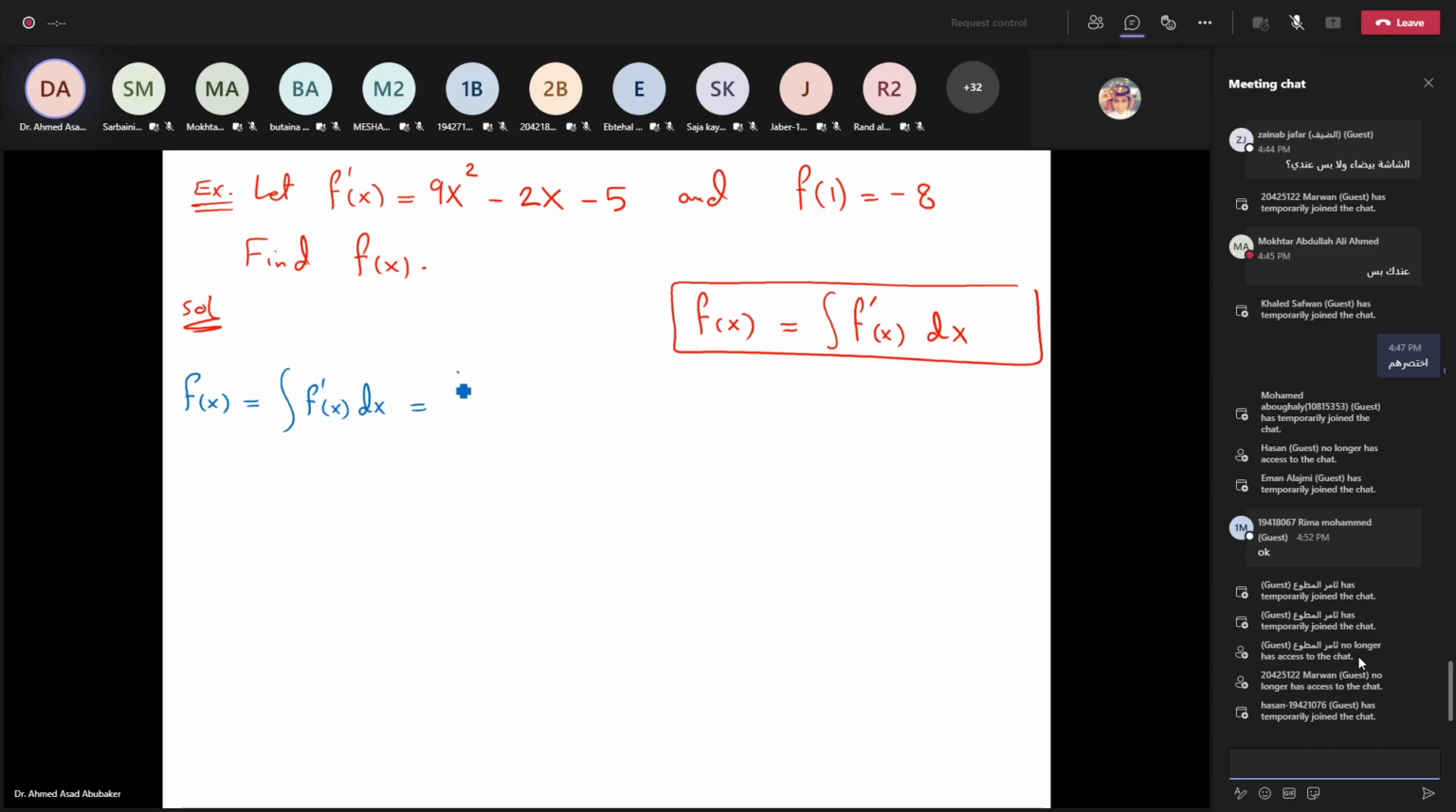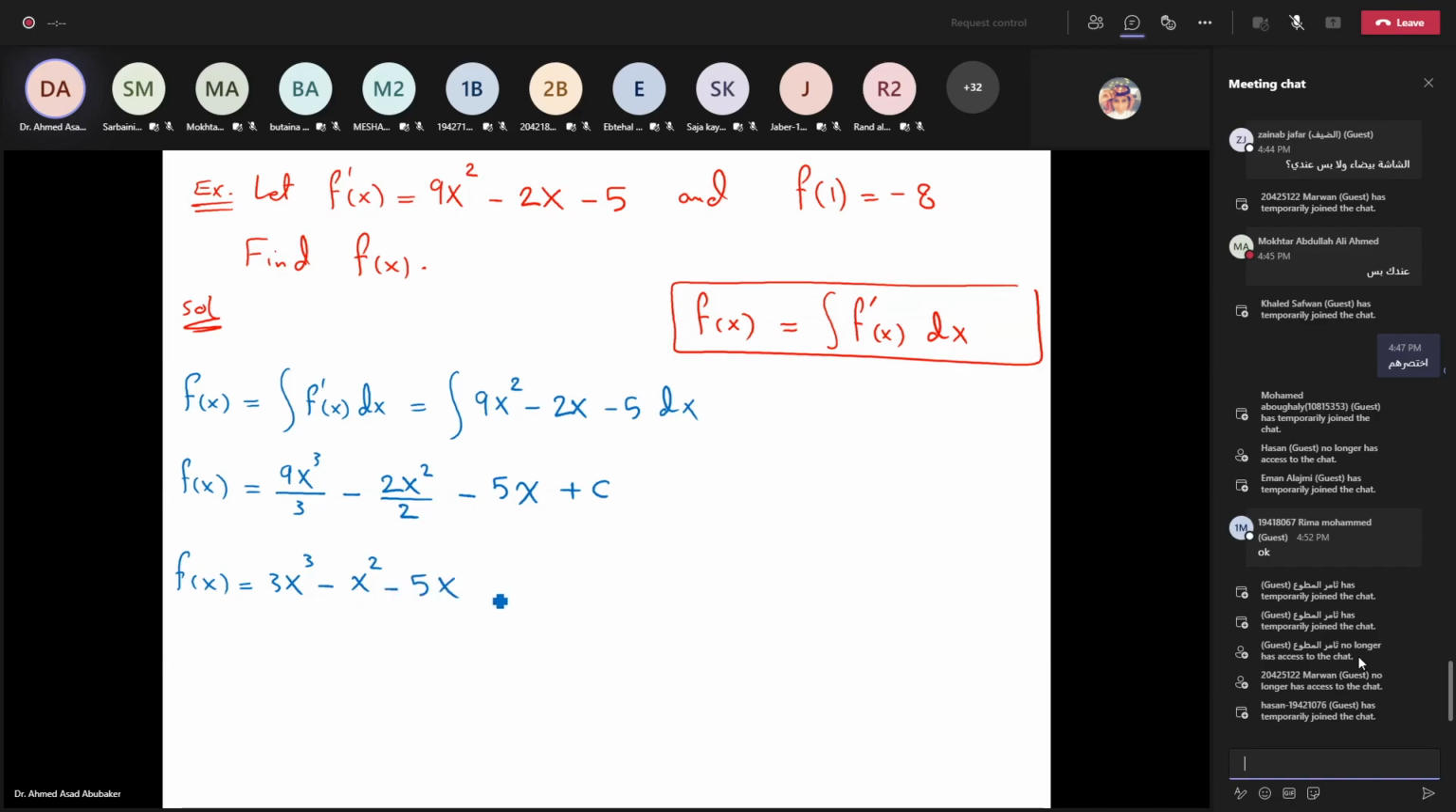This is equal to the integral of 9x squared minus 2x minus 5 dx. So f of x equals 9x to the power 3 over 3 minus 2x squared over 2 minus 5x plus what? Plus c. After simplifying, we have f of x equals 3x to the power 3 minus x squared minus 5x plus c.